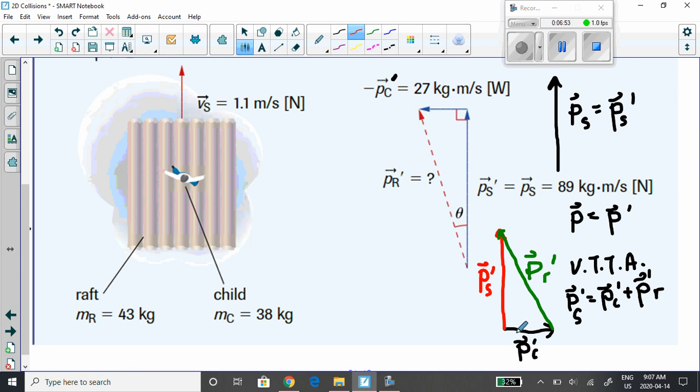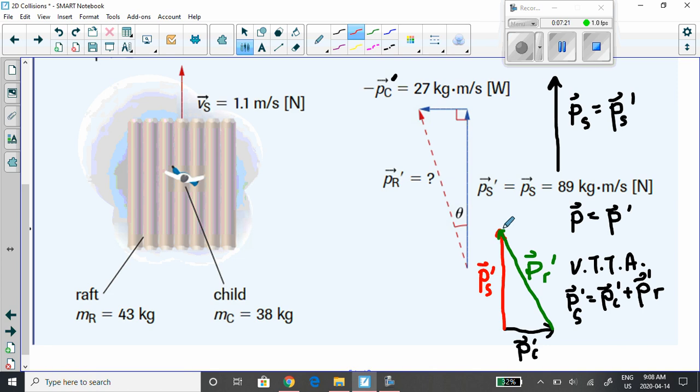Look, PC prime plus PR prime. Momentum of the child as the child is walking, momentum of the raft as the child is walking. These two added together, the black plus the green, is a vector tip-to-tail addition of this equation, and they have to equal the total momentum as the child is walking, which is also equal to the total momentum before the child was walking because it is conserved.